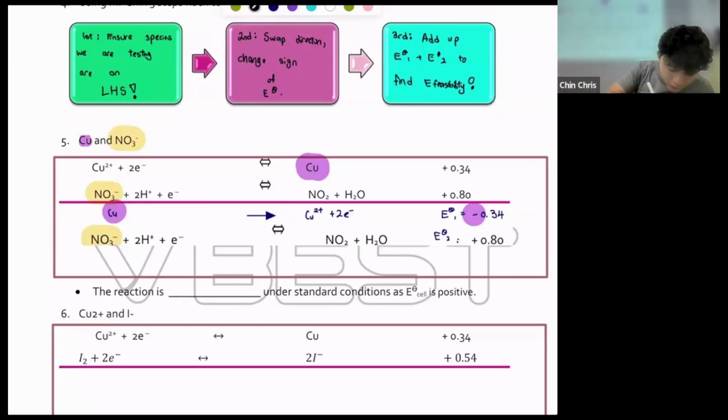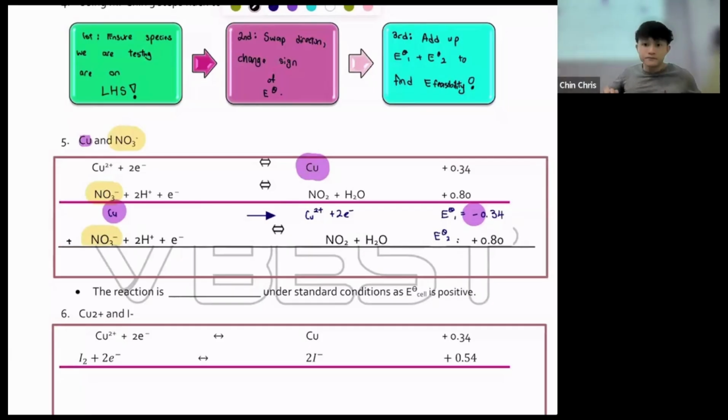Okay, guys, next. To find the overall reaction, I just have to add them up. You see 2E and this 1E, so you have to multiply this by 2 to balance the electrons. So it's going to be Cu plus 2NO3 minus plus 4H plus turns into Cu2 plus, 2NO2 plus 2H2O. That's it.